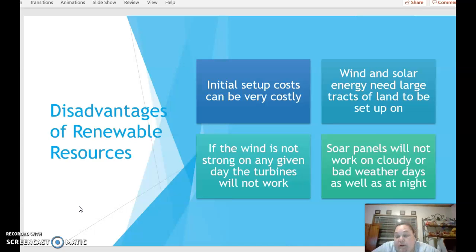Wind and solar energy need large tracts of land to be set up on and then to work. If you don't have a very windy day, you're not going to have your turbines run for wind energy. And if it's a cloudy day or a rainy day or it's at night, you're not going to have any solar energy to get your solar panels on.